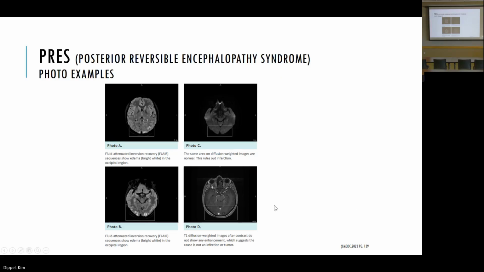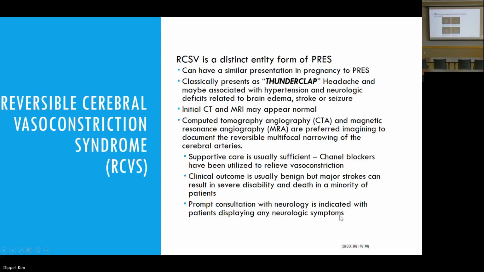So you can see that these are some examples, photo examples. They show edema. This is the bright white in the occipital region. And this is the same area on diffusion-weighted images, which are normal, so there's no infarction. And this is edema. There's the bright white in the occipital region. So that is what they see.